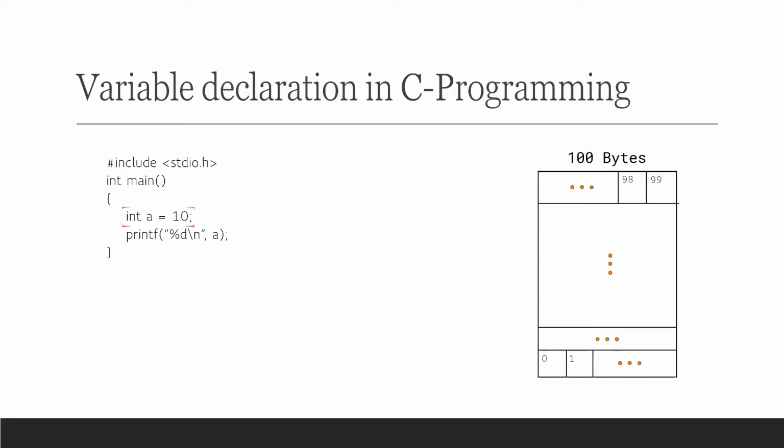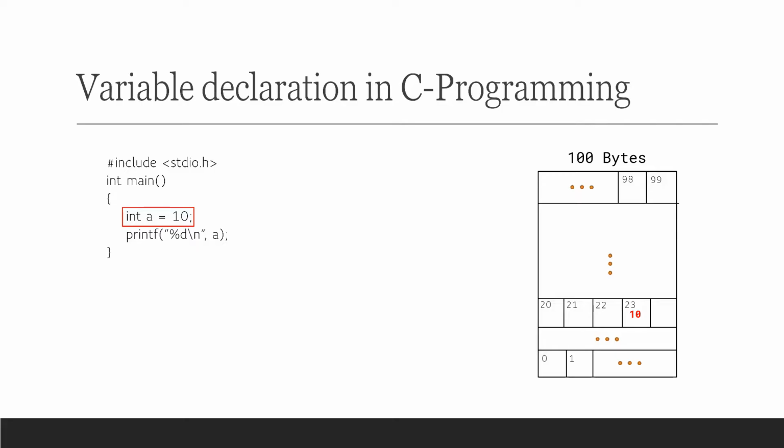The first line in this program tells the machine to declare a variable and initialize it with value 10. In a typical machine, size of an integer is 4 bytes. So the machine will allocate 4 bytes for the variable A. Let's say it allocates byte 20, 21, 22 and 23 and stores 10 inside it.